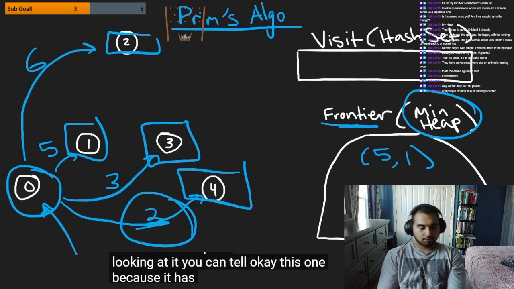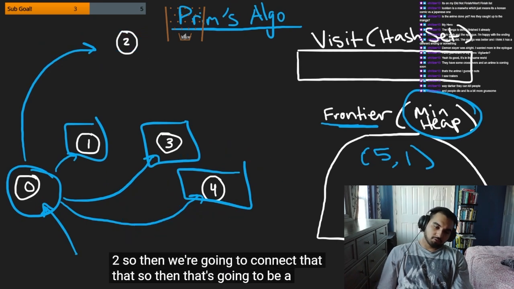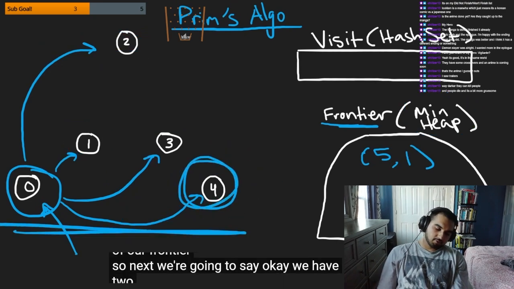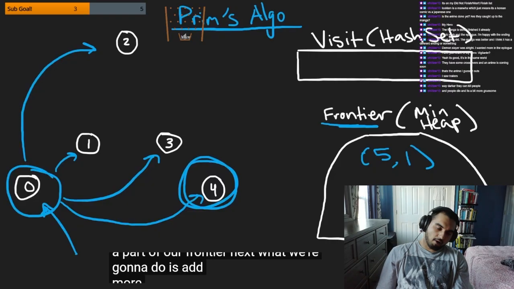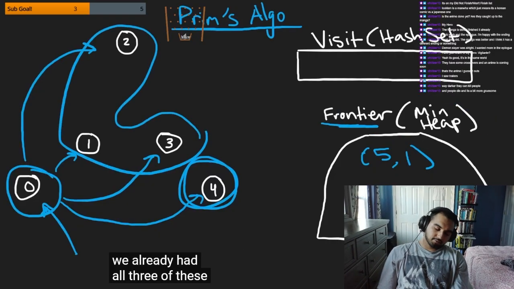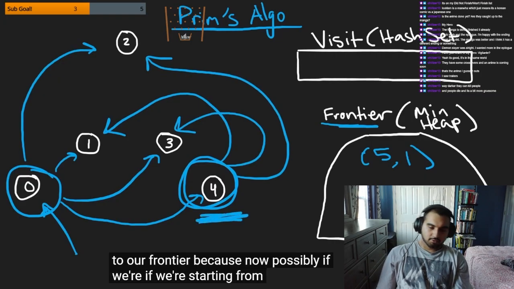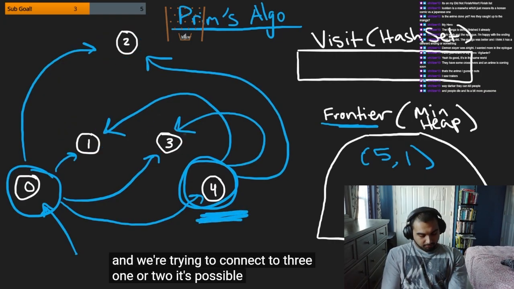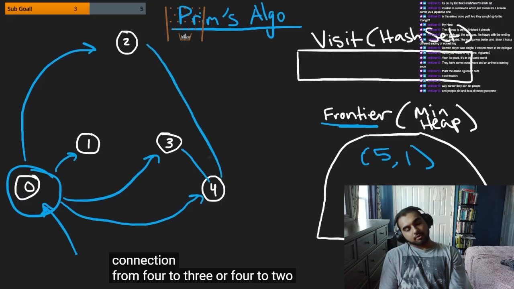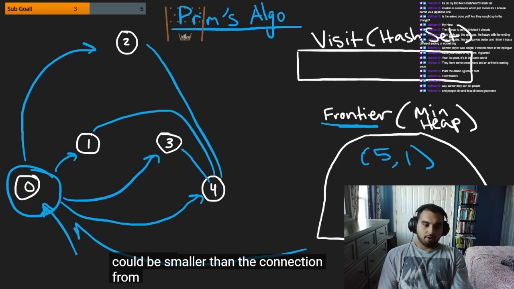Looking at it, you can tell, okay, this one because it has a cost of 2, so then we're going to connect that. So then that's going to be a part of our frontier. So next, we're going to say, okay, we have 2 nodes, a part of our frontier. Next, what we're going to do is add more nodes to our frontier. Even though we already had all 3 of these nodes, we're going to add them again to our frontier, because now possibly if we're starting from node 4 and we're trying to connect to 3, 1, or 2, it's possible that the connection from 4 to 3 or 4 to 2 or 4 to 1 could be smaller than the connection from 1 to those respective nodes.